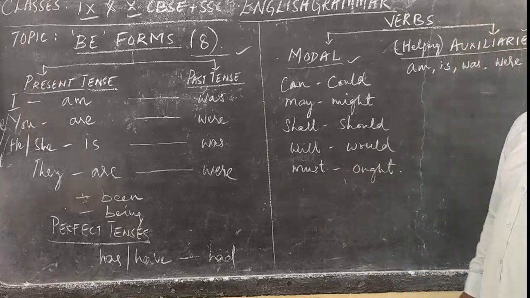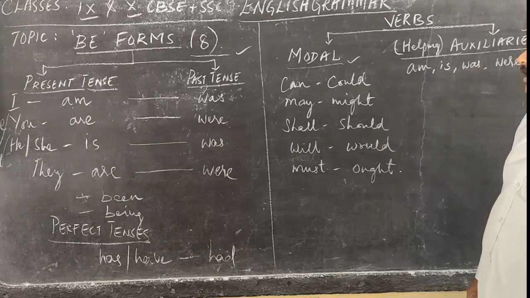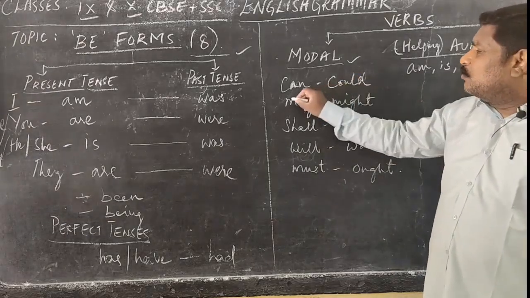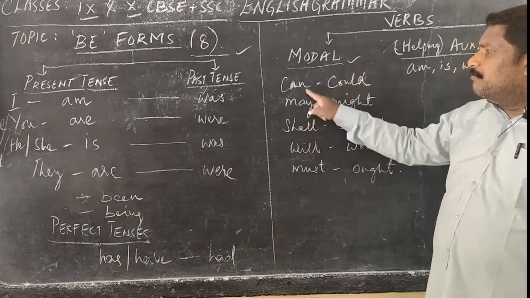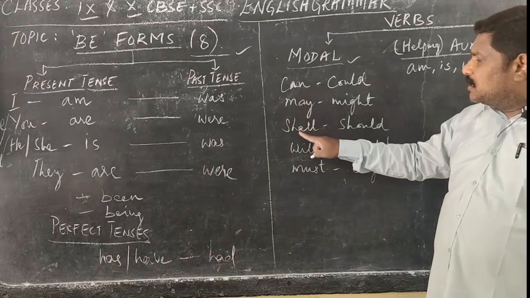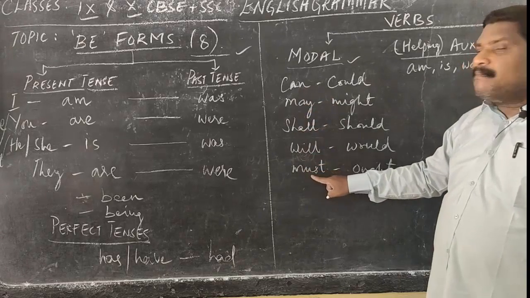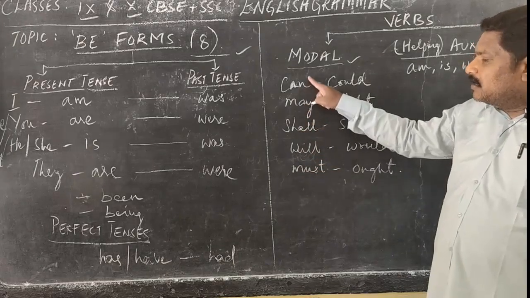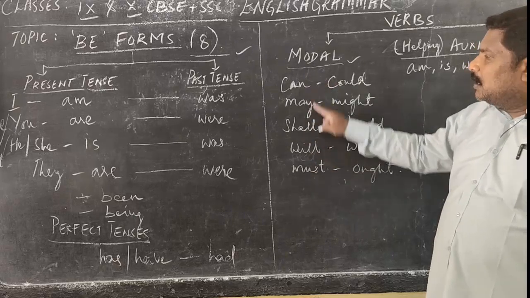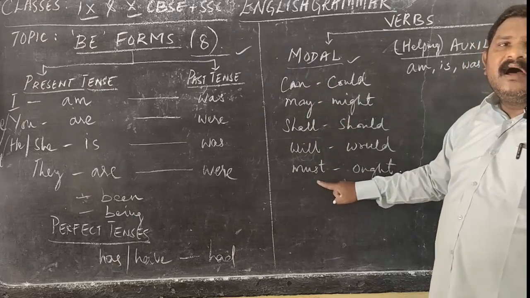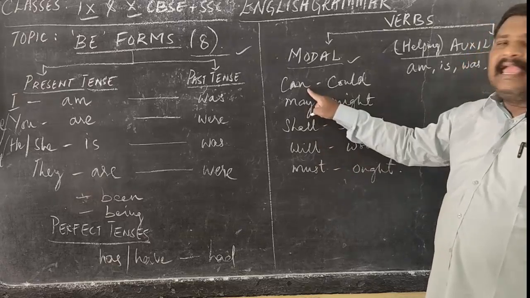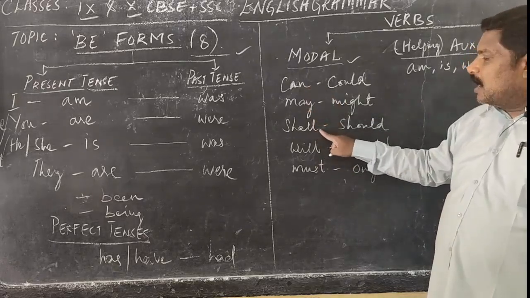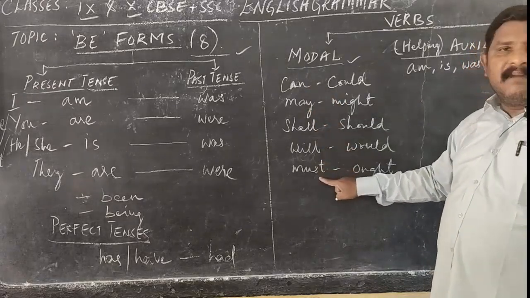It is called modal verbs. Modal verbs are again five in number: can, may, shall, will, and must. I repeat again, in the present tense form, the order which I am reading are: can, may, shall, will, and must.